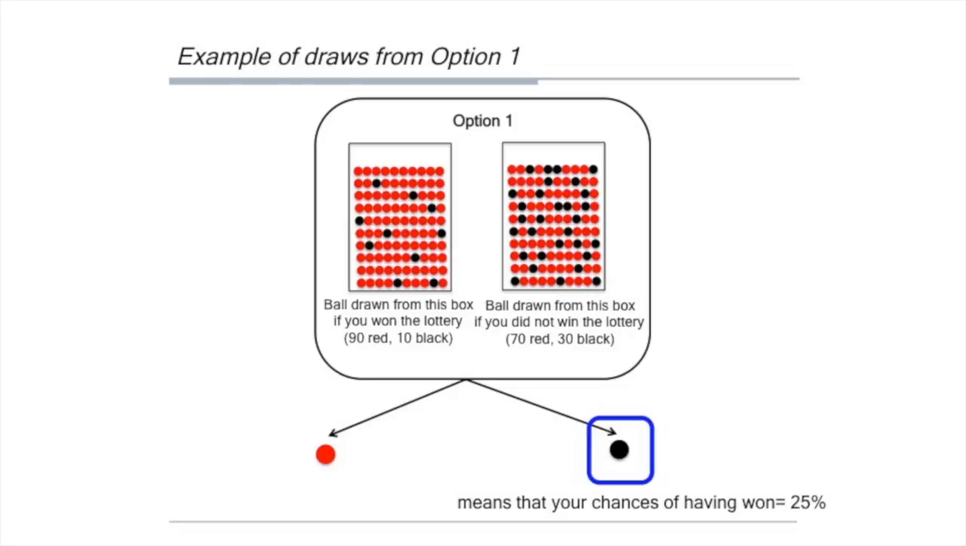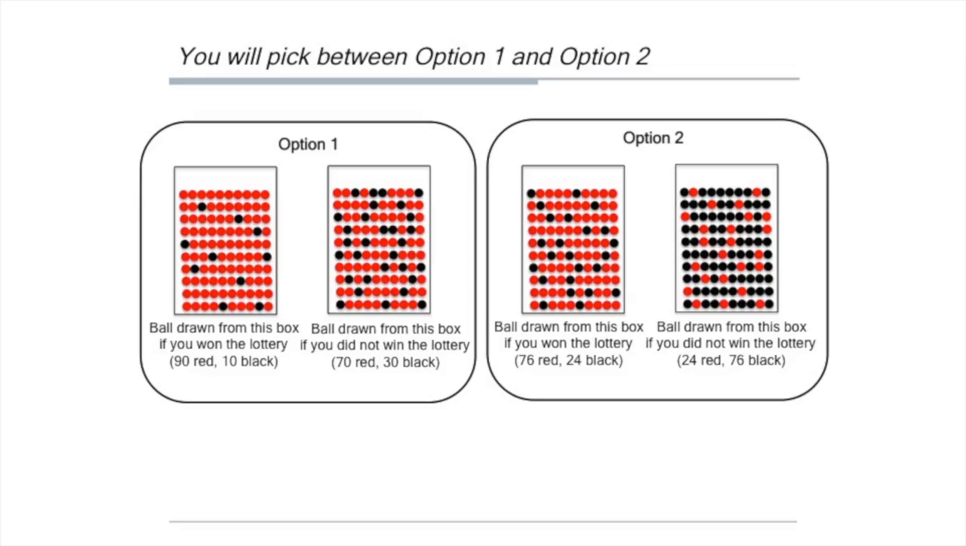If you see a black ball from option 1, it means that the chances that you won the lottery are significantly lower than 50% because there are 3 times as many black balls in the right box than there are in the left box. When we calculate the odds, we find that a black ball from option 1 means that the chances that you won are 25%.